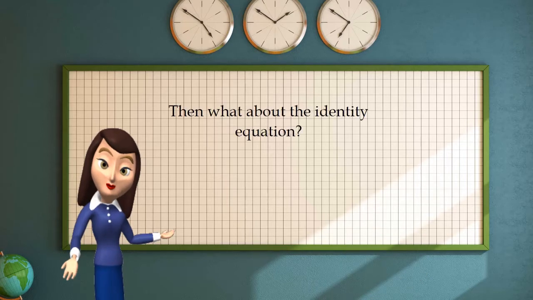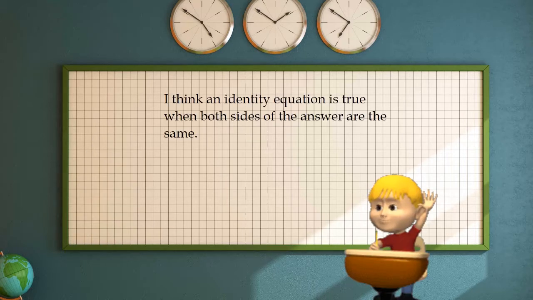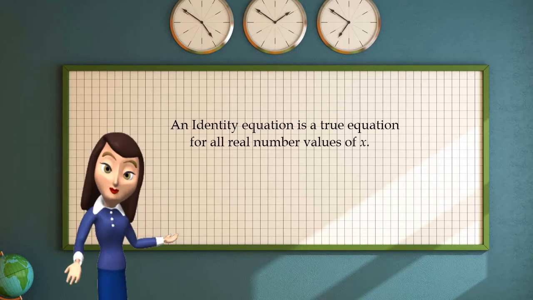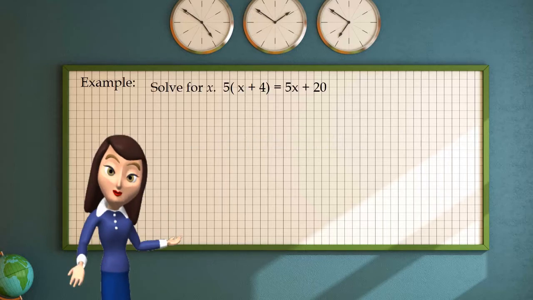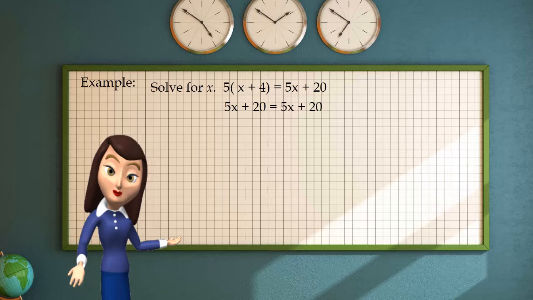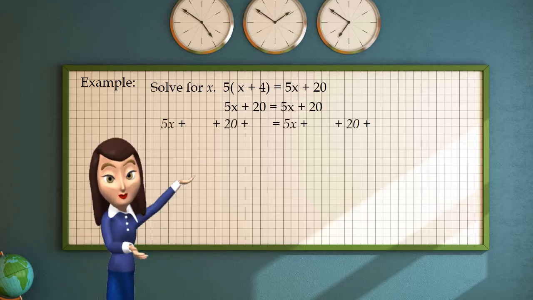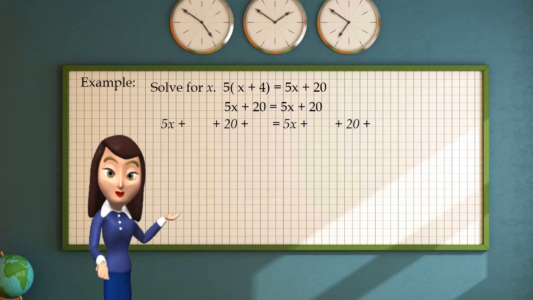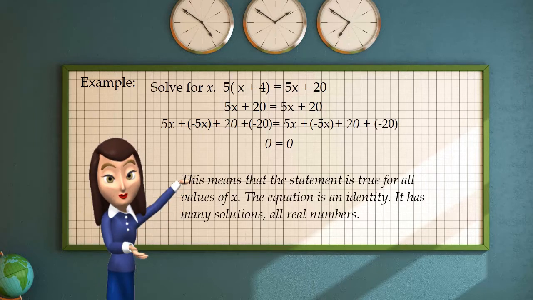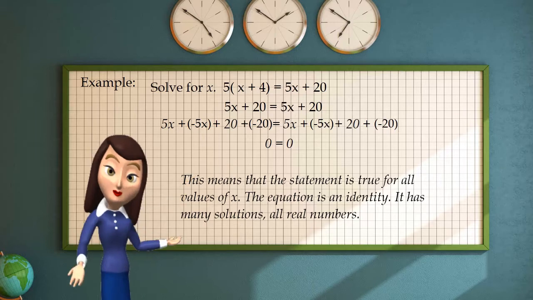Yes, ma'am. Then what about the identity equation? I think an identity equation is true when both sides of the equation are equal. Very good. An identity equation is a true equation for all real number values of x. Example: Solve for x. 5 times the quantity 2x plus 4 equals 5x plus 20. 5x plus 20 equals 5x plus 20. Add negative 5x and negative 20 on both sides. The answer is 0 equals 0. This means that the statement is true for all values of x. The equation is an identity. It has many solutions, all real numbers.